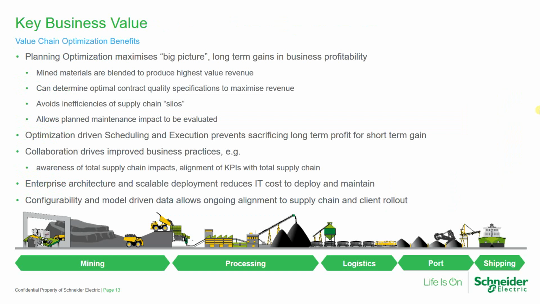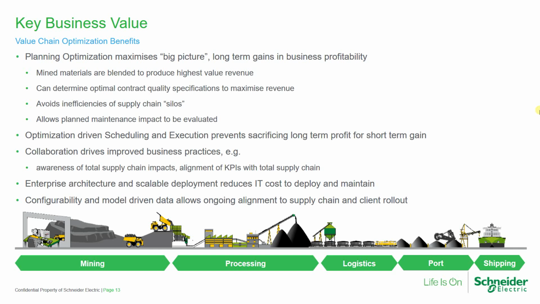So what are the key benefits that this technology provides for a business? Planning optimization is where we maximize the big picture gains. This is the long-term profitability across the entire supply chain. Mine materials are blended to produce the highest value revenue that can be achieved. The system determines the optimal contract quality specifications that will achieve maximum revenue. It avoids inefficiencies of supply chain silos. The system also allows planned maintenance to be entered and incorporated into the optimization.